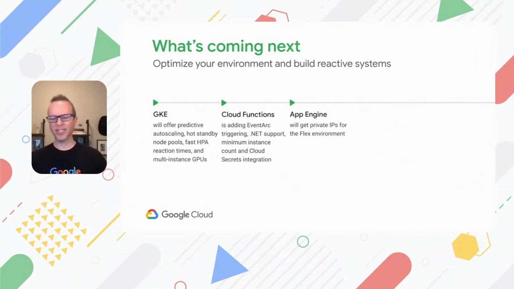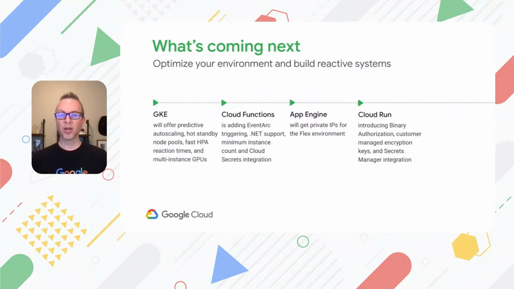App Engine, again, continuing to add more runtime support, private IPs, things like that. And Cloud Run is getting a number of security features. So we have introduced binary authorization. This is a functionality that used to be just part of Anthos, and we've extended that. More or less, this lets you control some things before something gets deployed. And you can have a binary authorization that says you can't deploy to Cloud Run unless it meets these criteria.